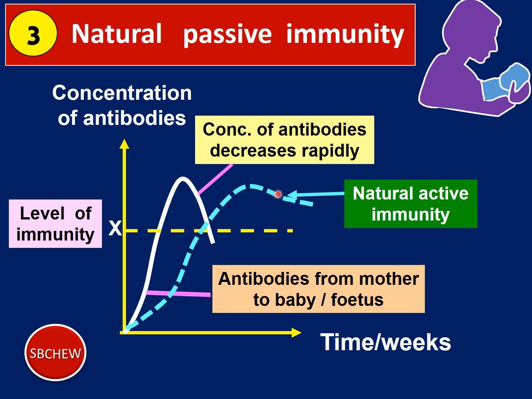And then his level of antibodies will also decrease very slowly or gradually as his own lymphocytes are the ones that produce the antibodies. And he also has memory cells that can help to produce a more rapid response in case there's a second infection. So the slope of the graph is gentler compared to the graph for natural passive immunity.